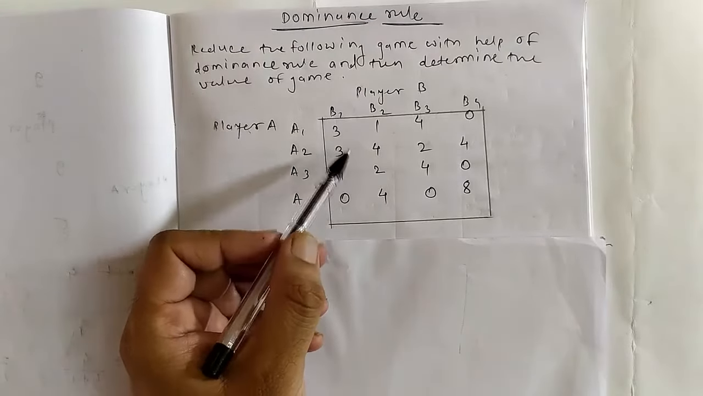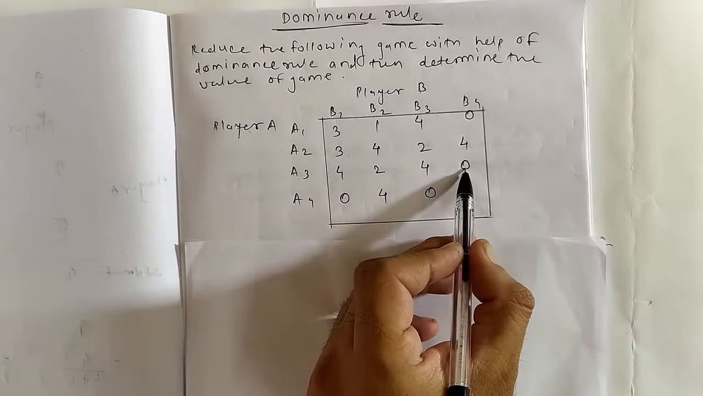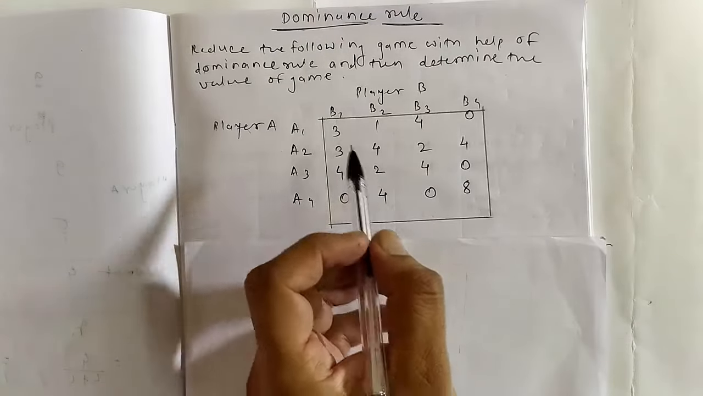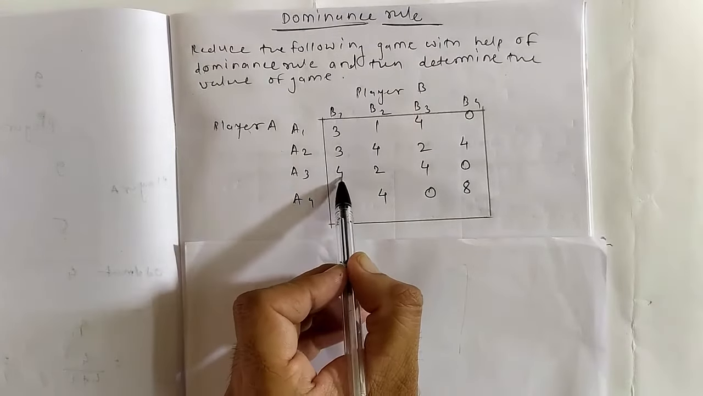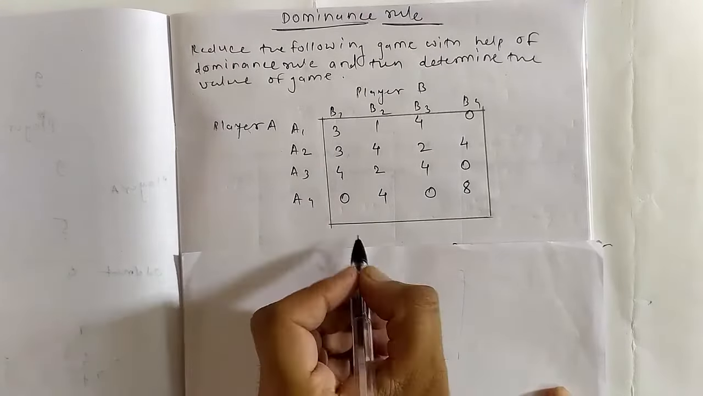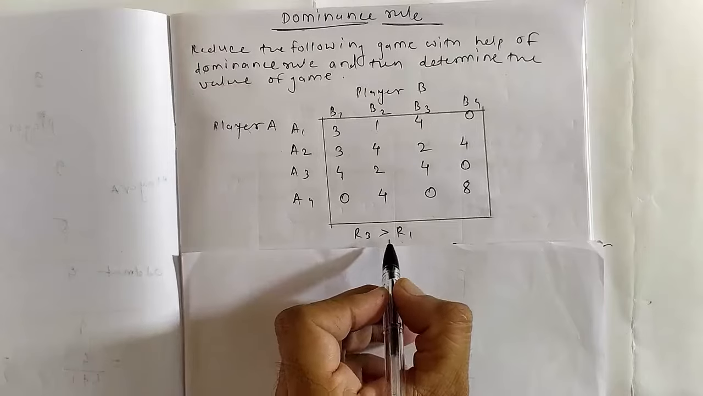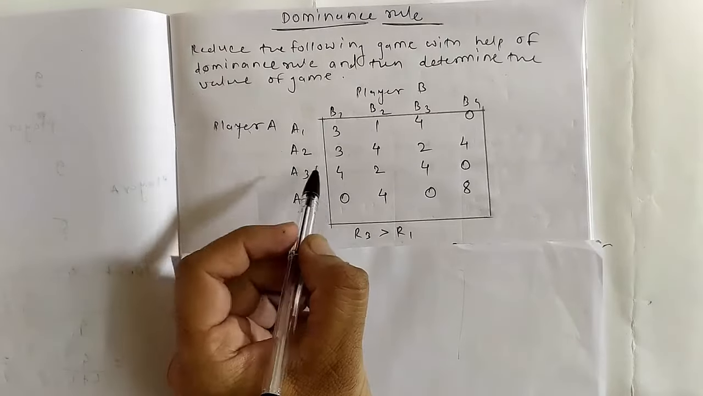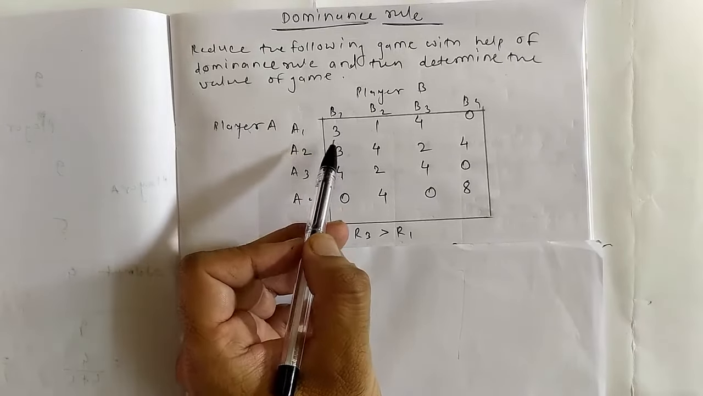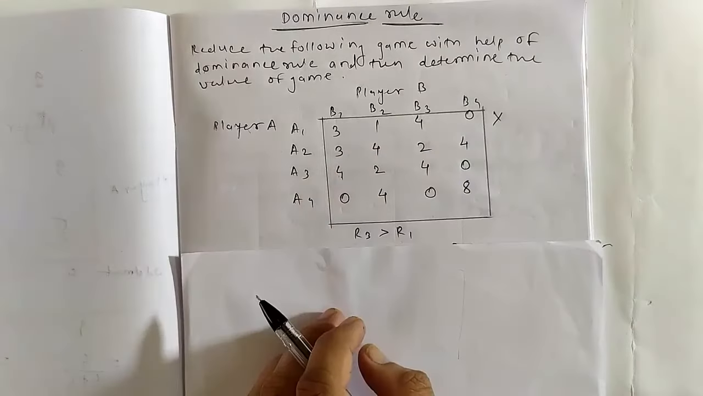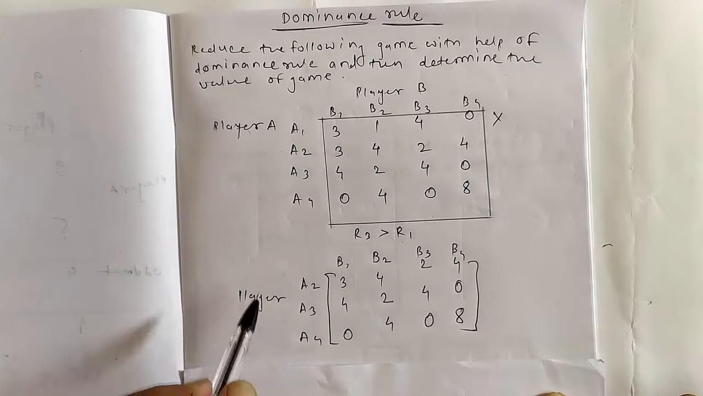If we compare all the rows with each other, then we will come to know that row 3, that is 4, 2, 4, 0, has all elements greater than all the elements in the first row, 3, 1, 4, 1. Therefore we can say that R3 is greater than R1. All the elements of R3 are greater than all the elements of R1, therefore R3 is dominating R1. According to our dominance rule for the rows, we are going to remove the first row. Now look at our resultant matrix after removing this first row.